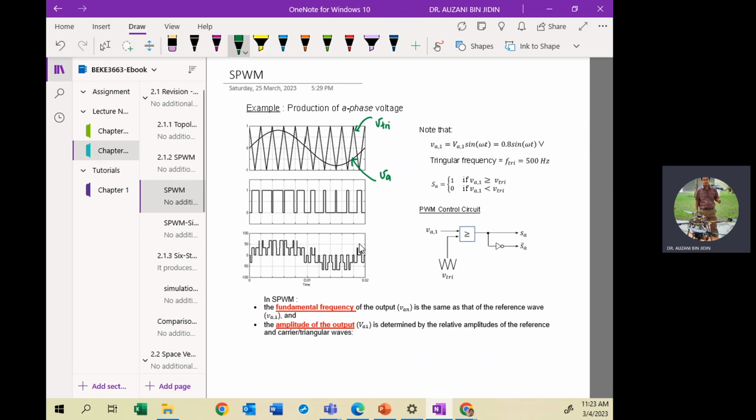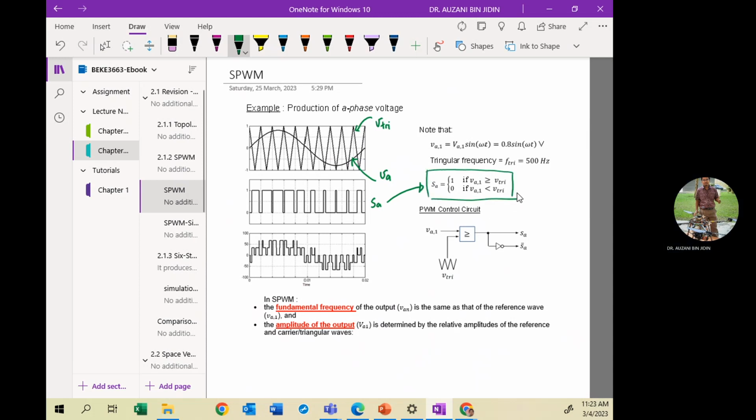Remember, the switching state can only have two values, either 1 or 0. It will produce a digitized output in order to drive the power switch, to turn the power switch on and off. So here is SA, the switching status for SA, where the production of the switching status SA is based on this relation.